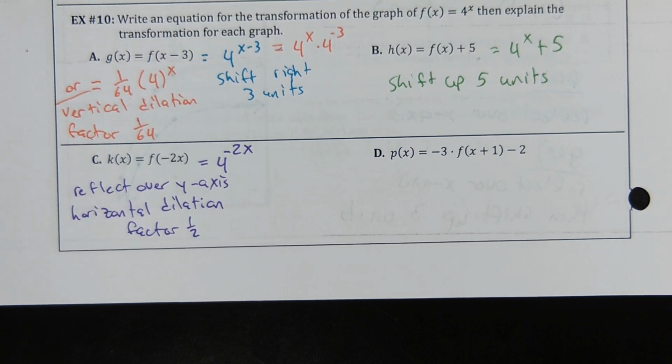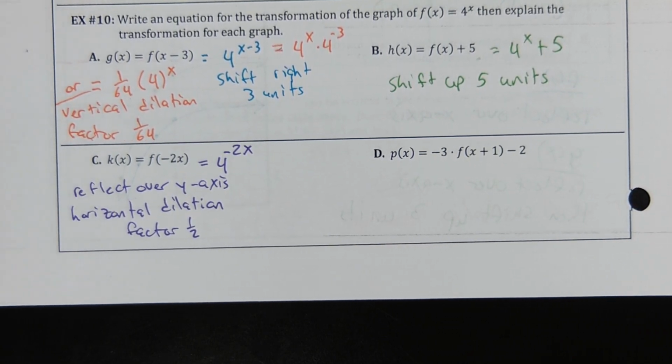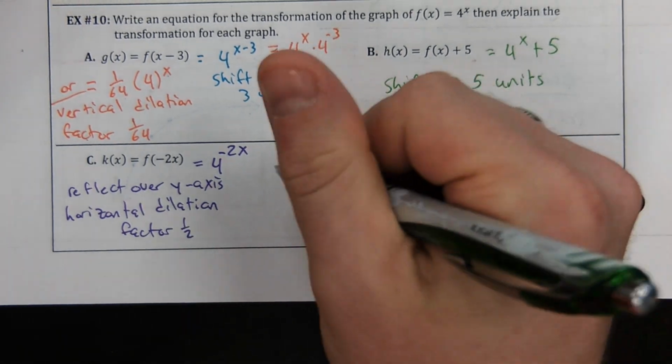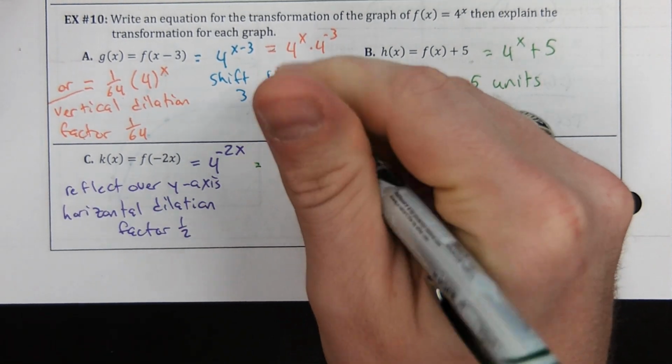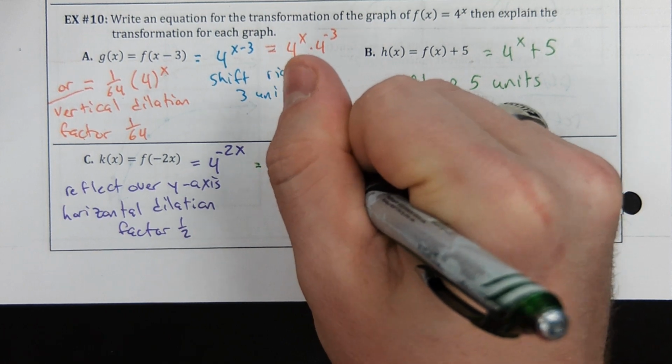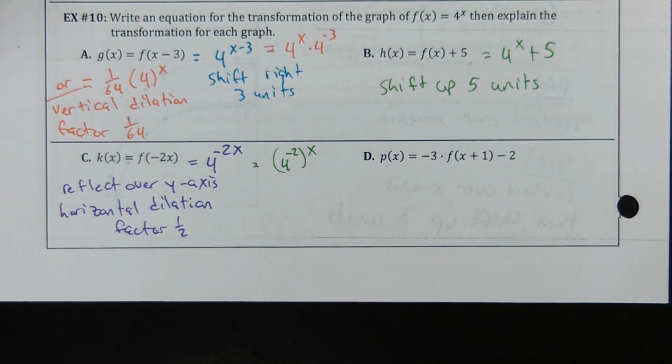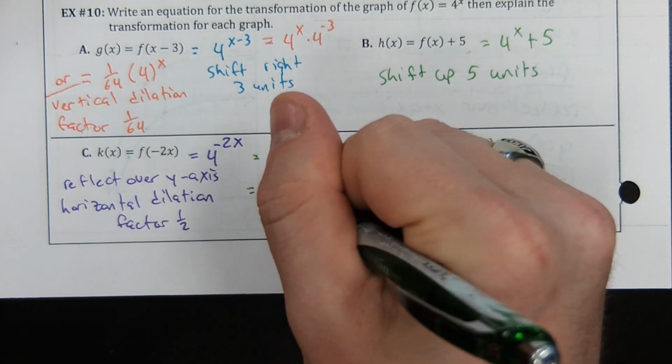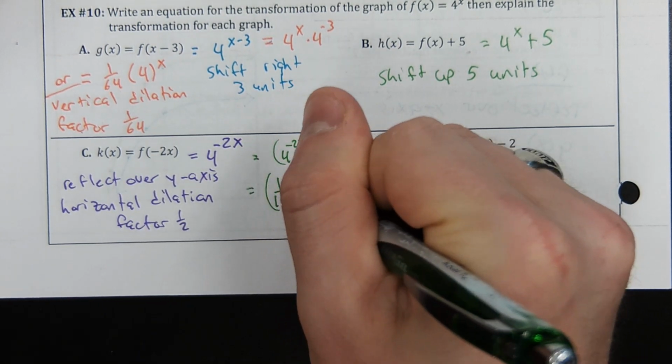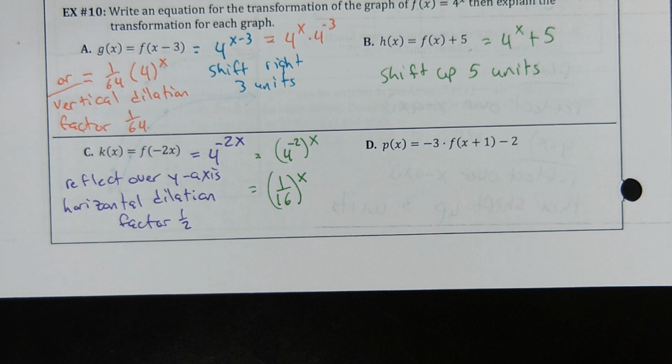Like I said, we could manipulate the equation, though. If we wanted to, we could say, and we don't have to, we could have done this. And 4 to the negative 2 is 1 over 16. So it's an alternate version of the equation, but the transformations stay the same. So it's just, again, beneficial to be able to manipulate them and see what you can do with it. Completely up to you, though.